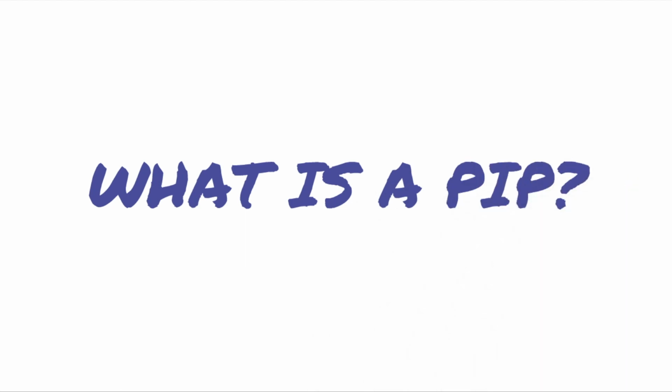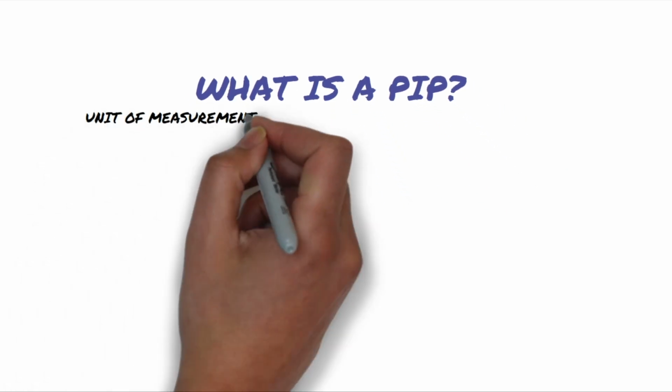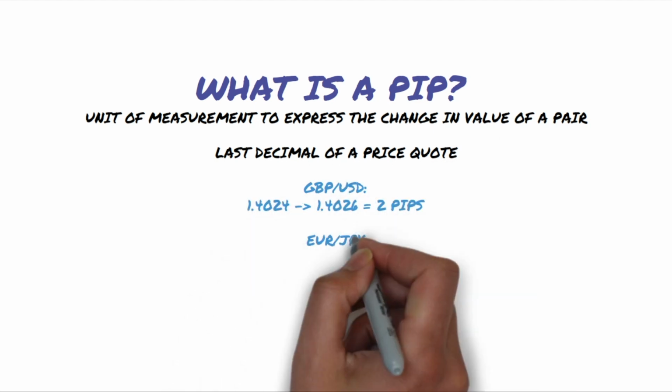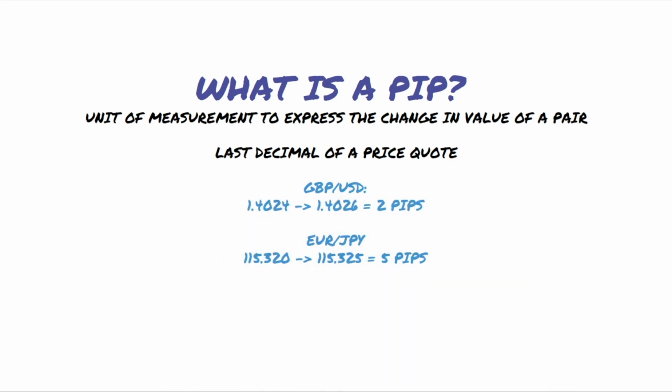So what is a pip? A pip is a unit of measurement that is used to express the change in the exchange rate value of a pair. It is the last decimal value of a price quote. For majority of the pairs except JPY pairs, we use the value in the fourth place after the decimal to determine the pip change. In our examples here, let's say GBP USD changed from 1.4024 to 1.4026. Then we would say GBP USD moved by 2 pips.